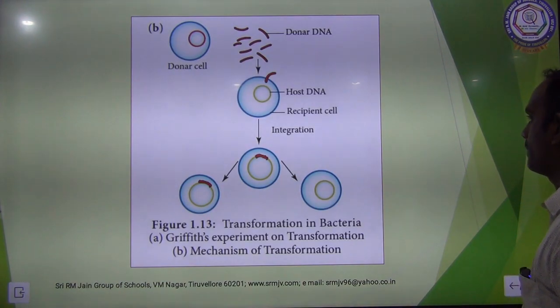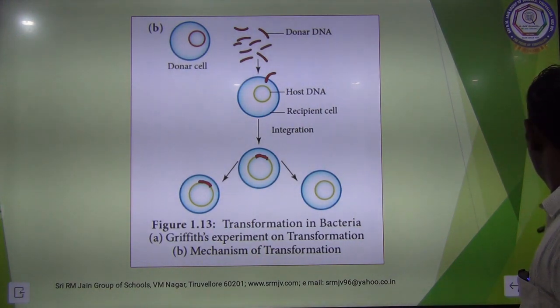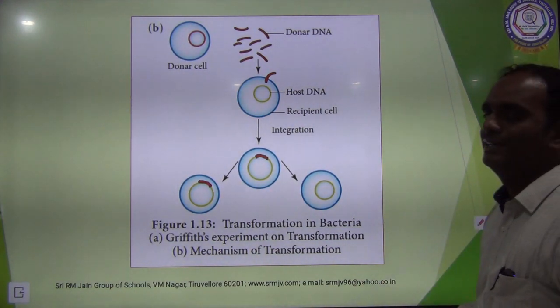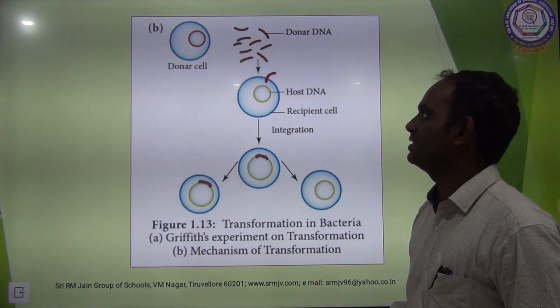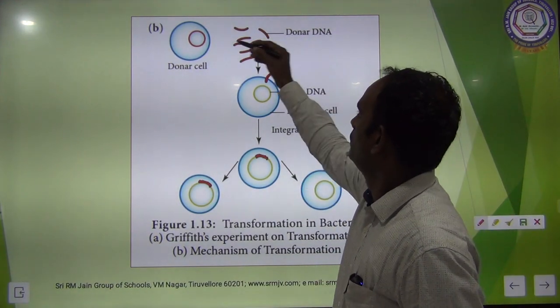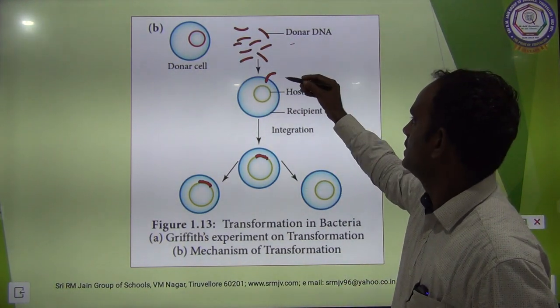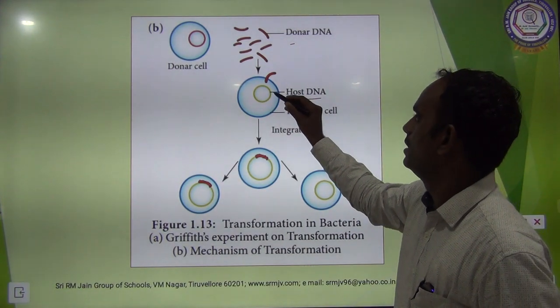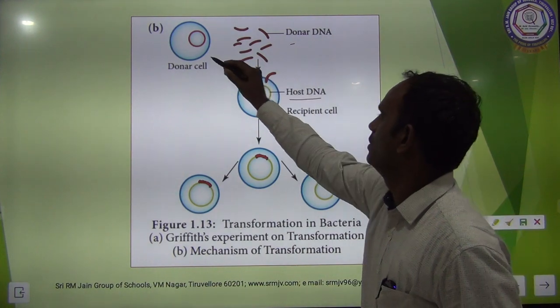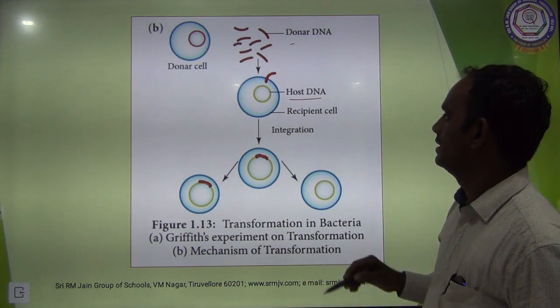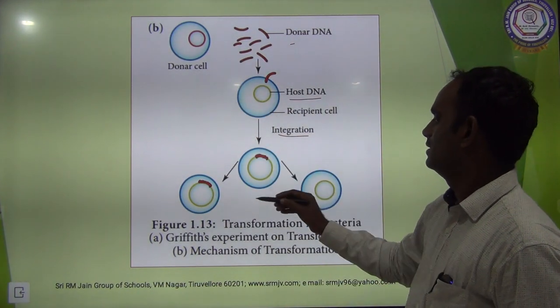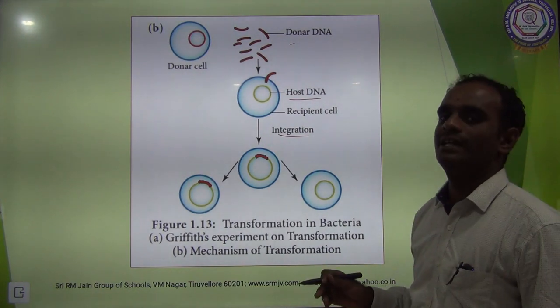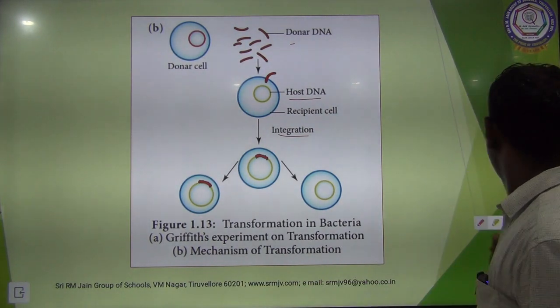See here, this is another picture for transformation. Donor DNA is injected into the host DNA, the recipient. Integration takes place. This is also one of the transformation mechanisms.